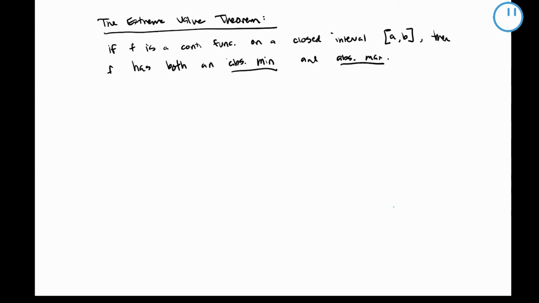And so let's take a look at what this might mean. So if we have a graph that looks like this, and let's say we call this a, and this is b, so that's our closed interval from a to b. And let's say our function looks something like this, and it is continuous from a to b. The extreme value theorem says that this function f will have both an absolute maximum, which we can see right here, and it will have an absolute minimum, which we can see would be right about here.